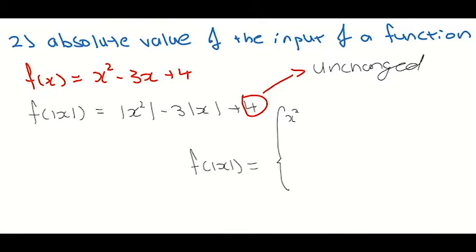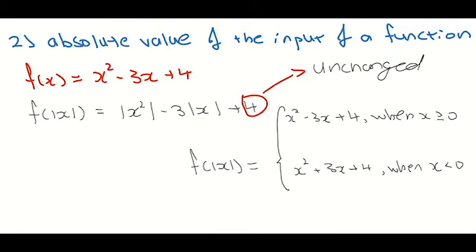Again, we can represent f of absolute value of x using cases. When x is larger than or equal to 0, the function will become x squared minus 3x plus 4. However, when x is less than 0, the function will become x squared plus 3x plus 4. The coefficient of x squared remains positive because a negative number squared is positive. However, the sign in front of 3x changes to positive because a negative multiplied by another negative becomes positive.